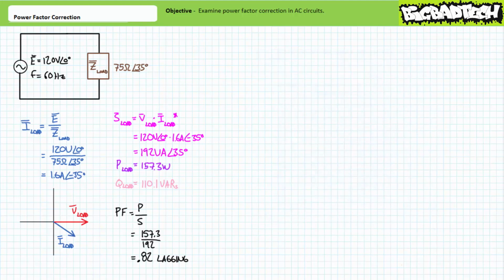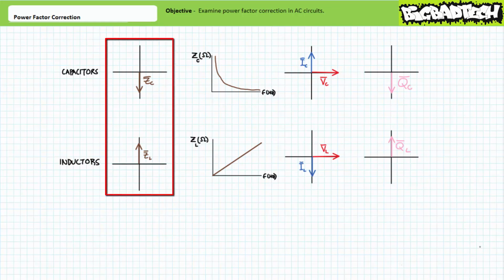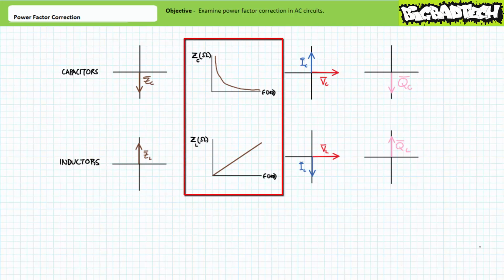Assuming you're still with me, let's examine power factor correction in general terms. Without stretching the truth too much, capacitors and inductors are essentially mirror images of one another in terms of electrical properties. Capacitive elements have negative complex impedance angles, whereas inductive elements have positive complex impedance angles. Capacitive complex impedance magnitude decreases at higher frequencies, whereas inductive complex impedance magnitude increases at higher frequencies.